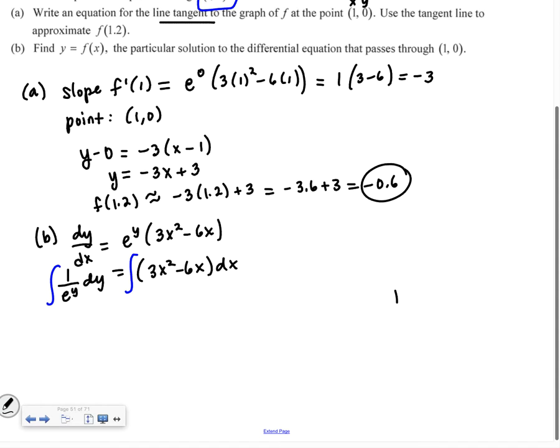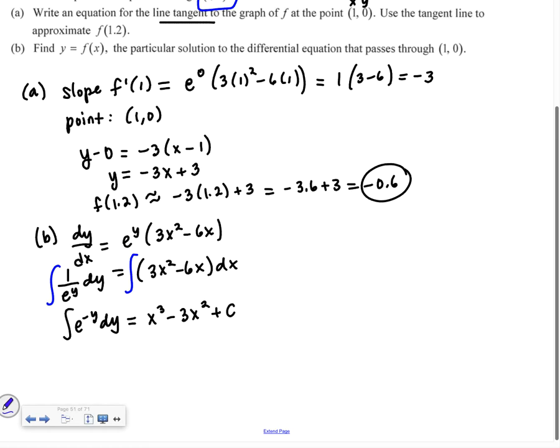For example, 1 over x squared, right? We write it as x to the negative 2, and then we integrate by adding 1 to the power, and so on. So what we're going to do here is rewrite as e to the negative y dy. And on the right side, we can go ahead and integrate. So I get x cubed minus 3x squared plus c.